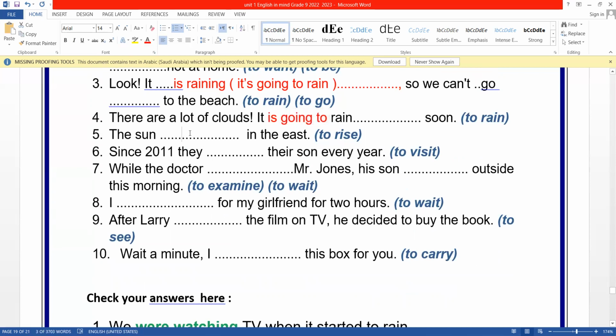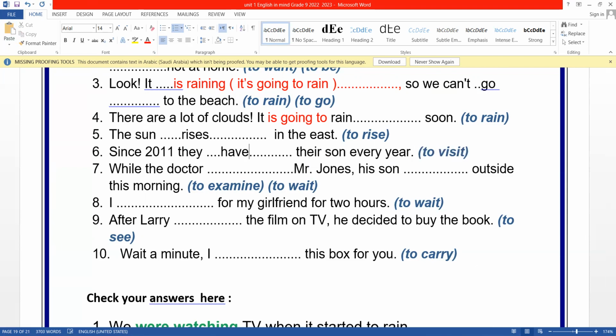The sun rises in the east. This is a fact. Since 2011, they have visited their son every year. Have visited.